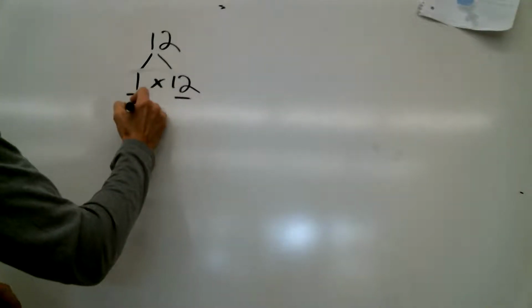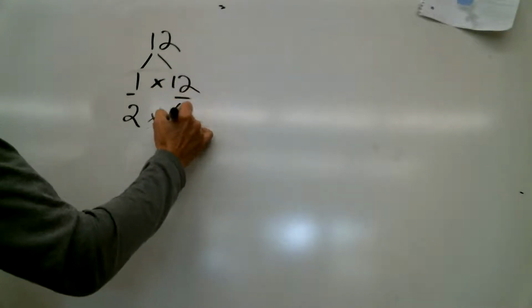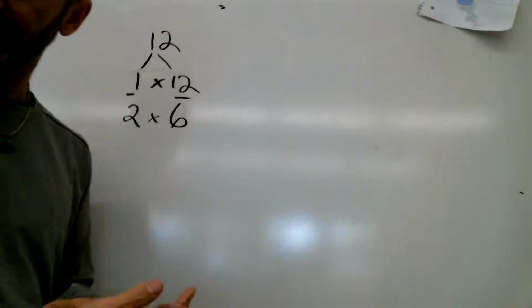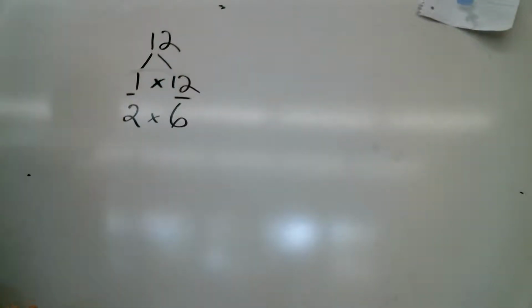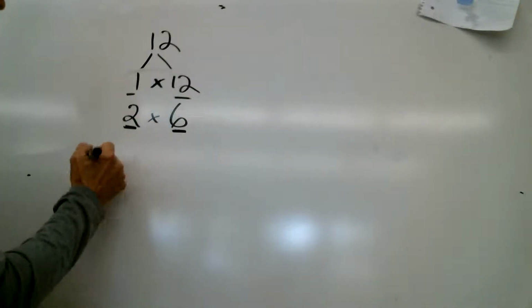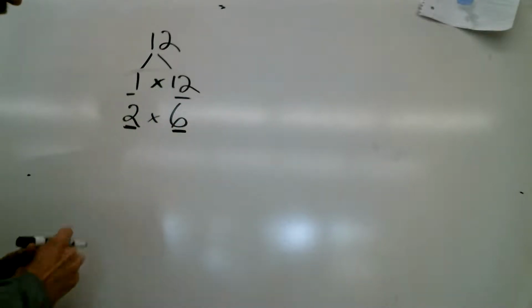What's another one? It's even, so let's try 2. 2 times, well, I know that's 2 times 6. If you need to use your multiplication table, use it. It's better than using a calculator at this point. So 2 and 6. Does 2 go into 12? It goes in 6 times. 2 and 6 are both factors.